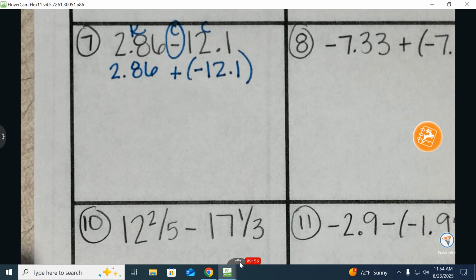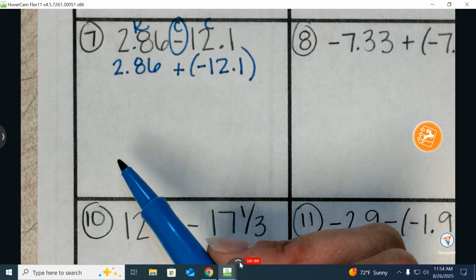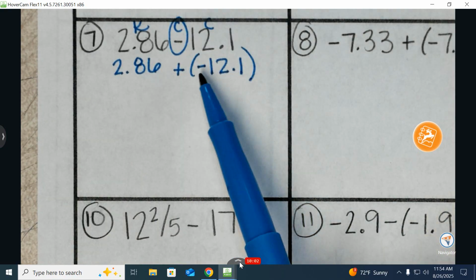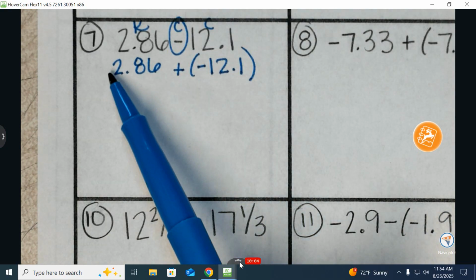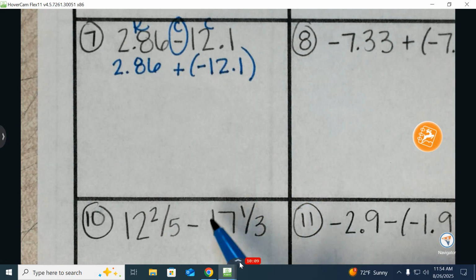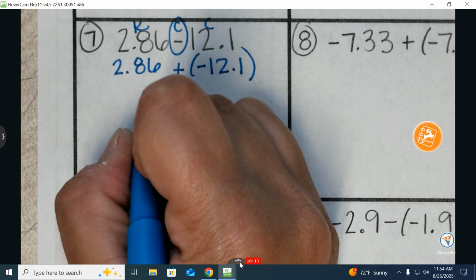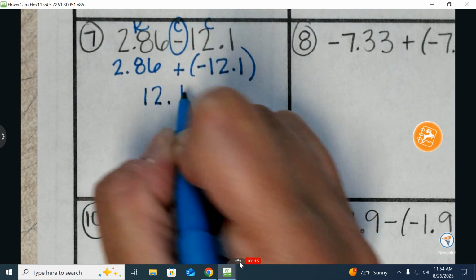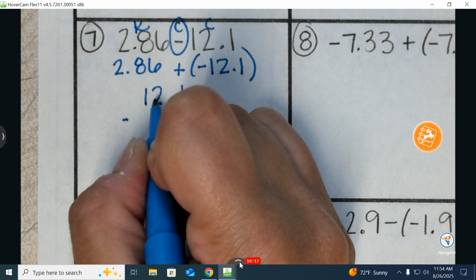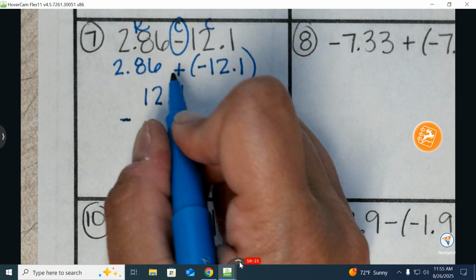Now we can use our adding rules. Remember, same sign, add and keep, different signs. And they are different signs because this one is positive and this one is negative. So different signs I subtract. When I use this rule, I'm just going to take the larger number and put it on top, and I'm going to subtract the smaller number. But remember that the decimals have to be lined up.